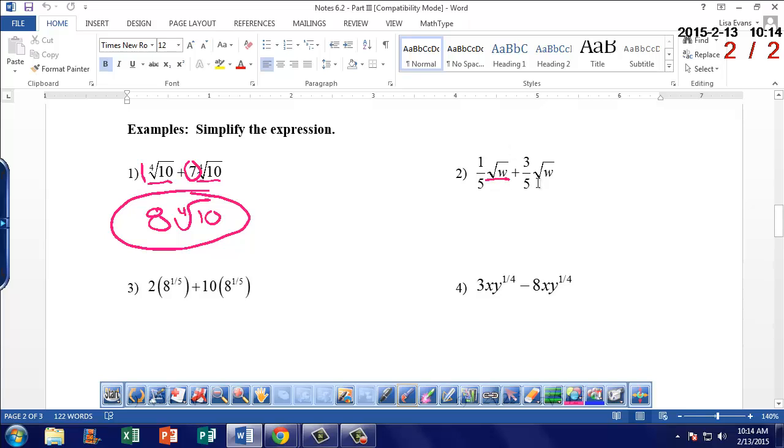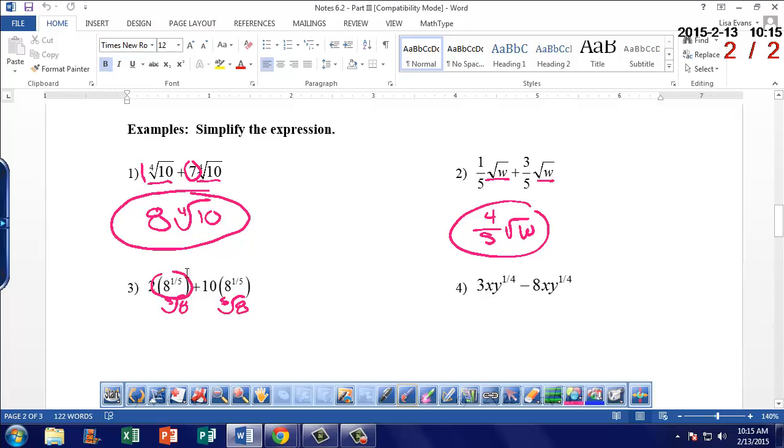Number 2 has a root w, has a root w. So I can go ahead and add the coefficients. I can add 1/5 plus 3/5. That gives me 4/5 root w. Done. Okay, this one looks messy, but remember, another way to write this is the 5th root of 8. So I don't need to rewrite it. Leave that alone. It's like this problem up here when we had the 4th root of 10.